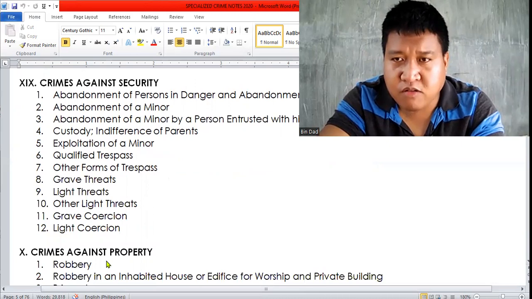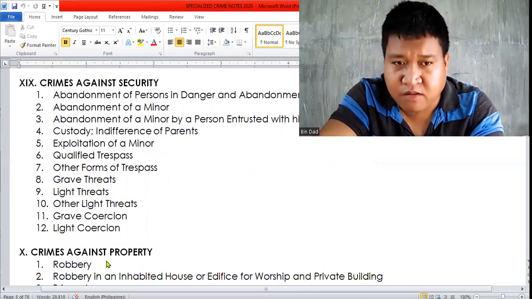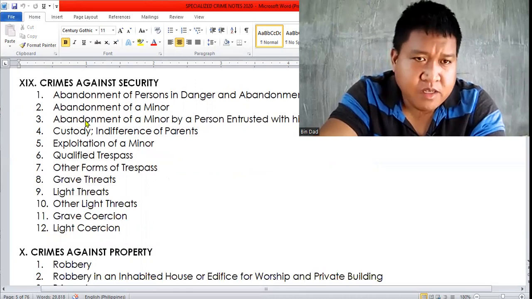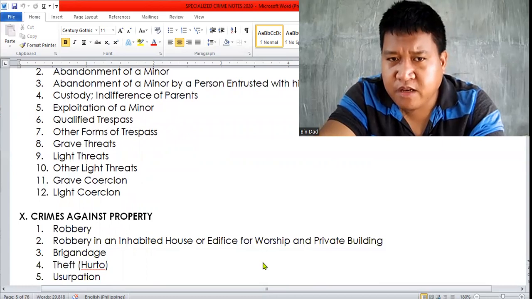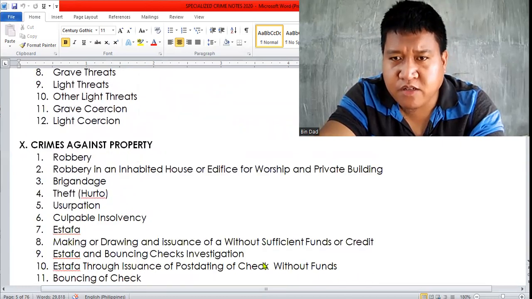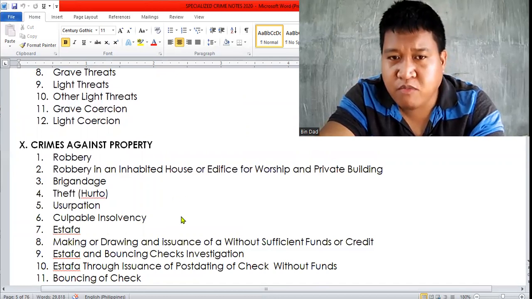Ikaw ay tinatakot na patayin, or any other relevant serious matters, that is threat or threat defense. So that is against security. Crimes against property, ayan, alam niyo naman, this is against your property. Under the Constitution, everyone has the right to property. At pag ito ay ginalaw mo without their authority, then that is a crime.